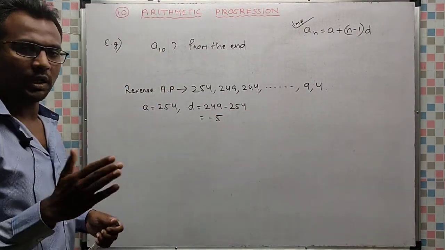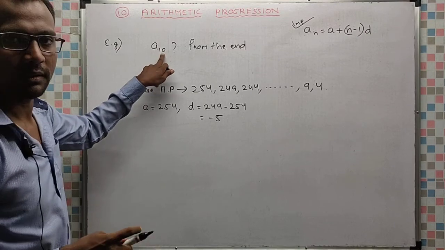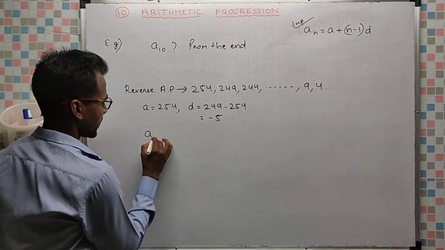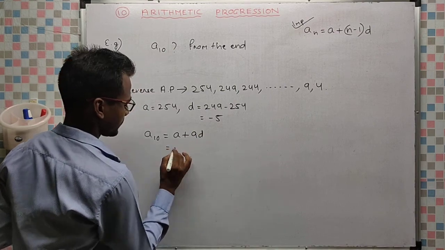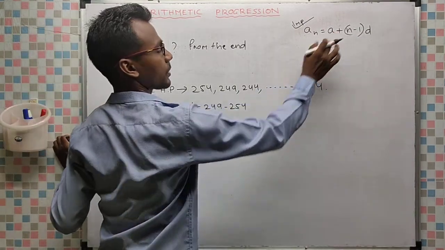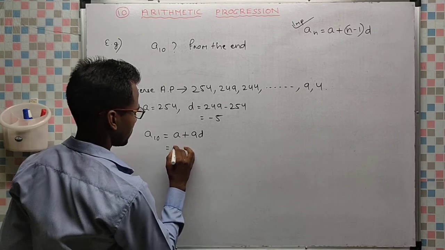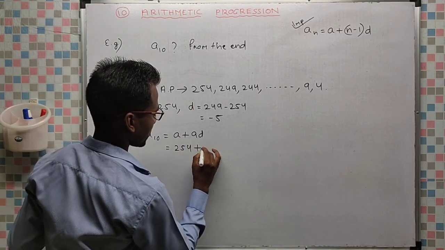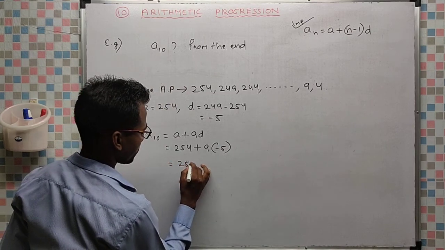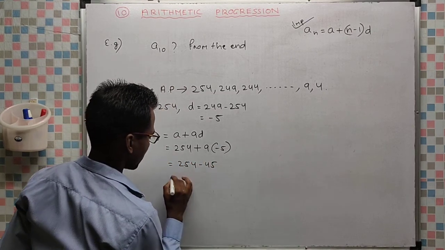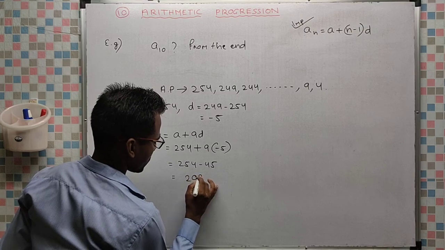We have A and D, so we can find any term. We are asked to find A10. So A10 is equal to A plus 9D, by this formula. What is it? 254 plus 9 into minus 5. So 254 minus 45, which is 209.